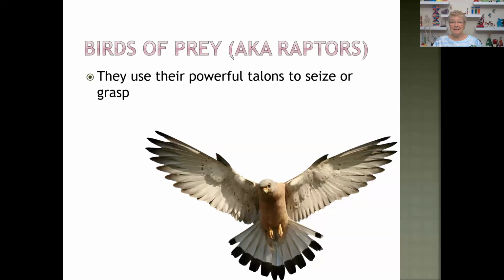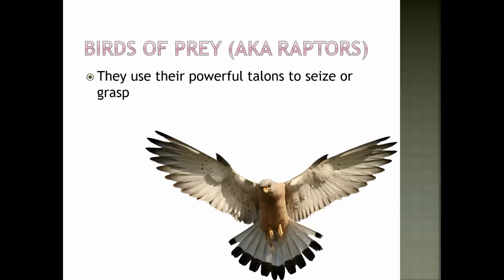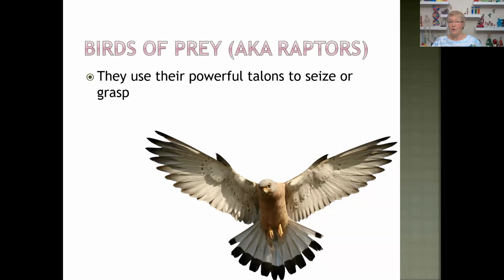So birds of prey, what do I mean when I say birds of prey? Sonia. Birds that hunt other animals. Yeah, very good. They are carnivores. They eat other animals. So the word raptor is a Latin word that means to grab or to seize. So these are birds that will grab or seize other animals, and they use powerful talons and sharp beaks in order to catch and eat their prey or to defend themselves.